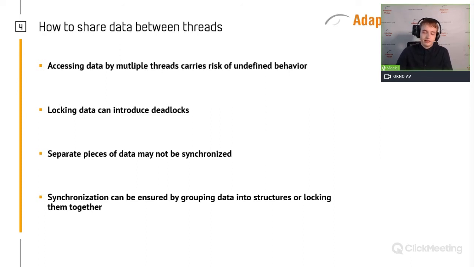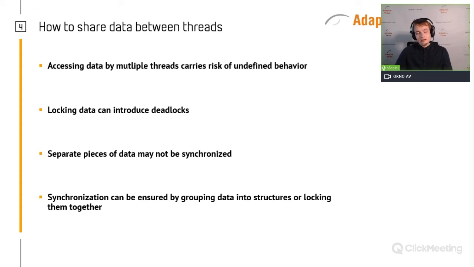But this, in turn, carries another risk of the so-called deadlocks. If thread A does not release the lock, then thread B cannot read the variable. And that may lead to a situation where the whole application stops because the lock was not released properly. So this is very important to be wary of and to avoid.